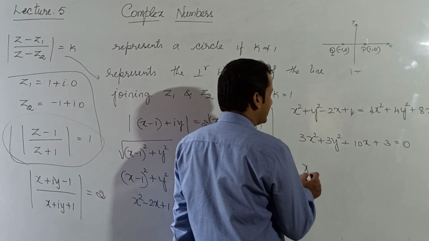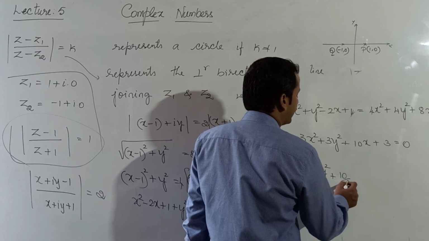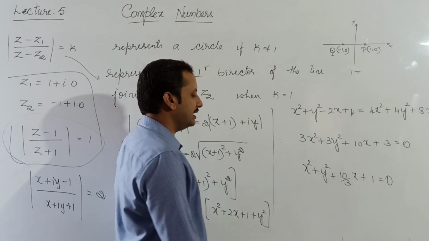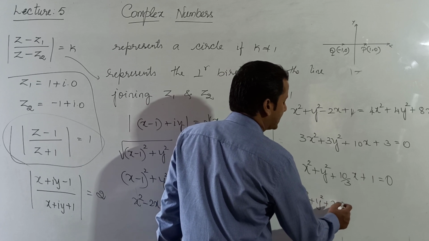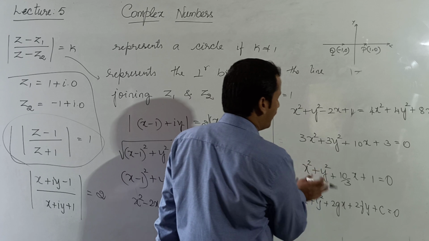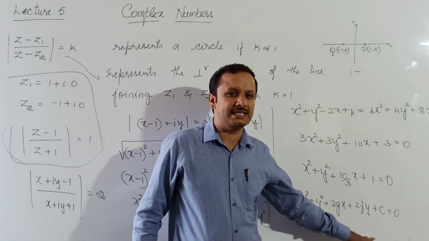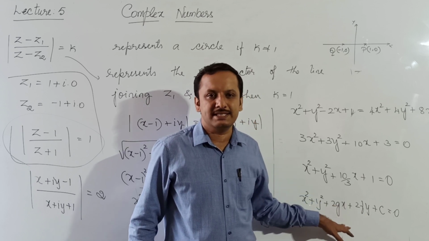Now I divide this equation by 3. That will give you x² + y² + (10/3)x + 1 = 0. Now you can compare this with x² + y² + 2gx + 2fy + c = 0. This is of the form of a circle equation. So we can say that this represents a circle.